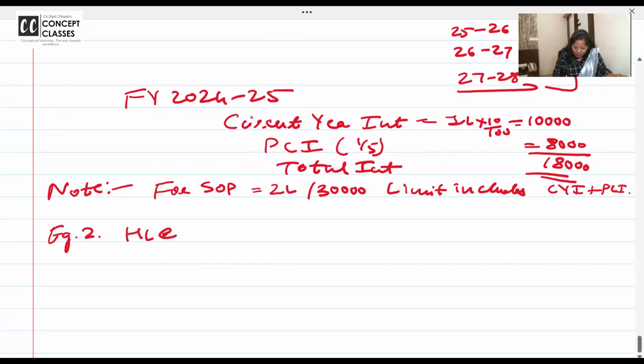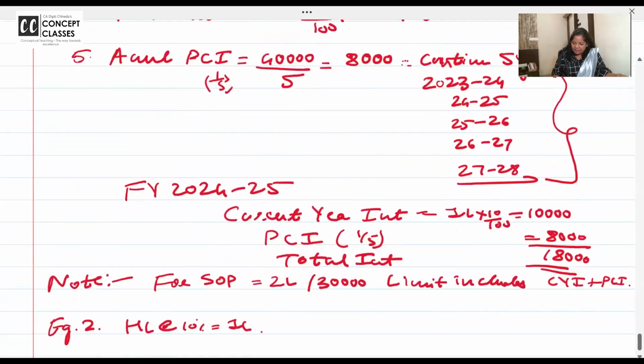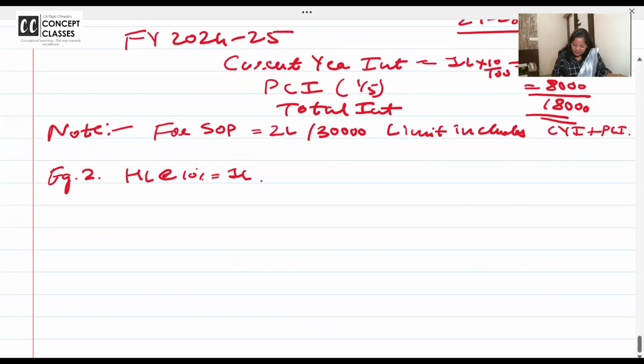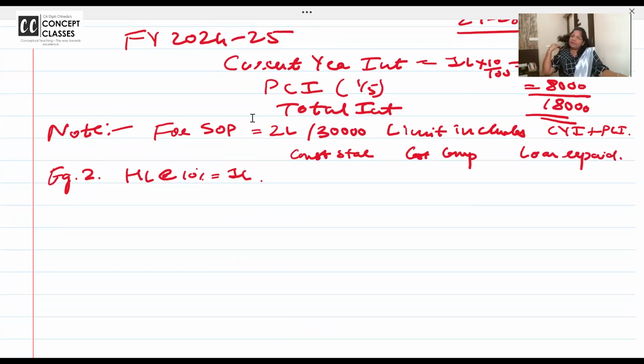Same, housing loan at the rate of 10%, 1 lakh. This is the same. Okay, let us make a table. Construction started, construction completed, loan repaid. I hope you are getting what I am doing. I am working out some examples. Construction started, construction completed, loan repaid.